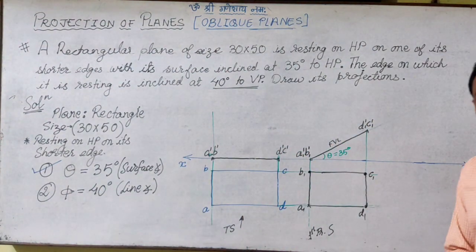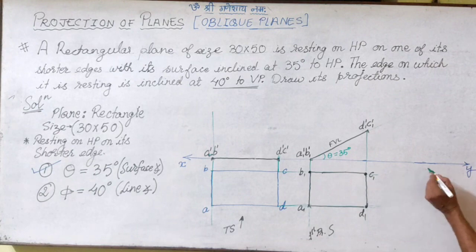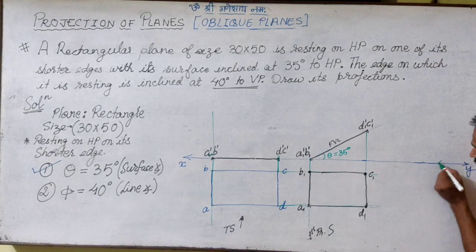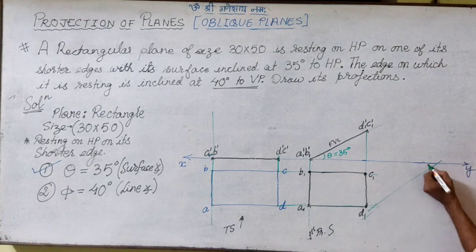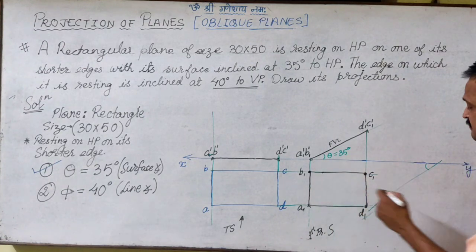So for that, what I will do, first I'll draw one line inclined at 40 degrees, now this is phi.